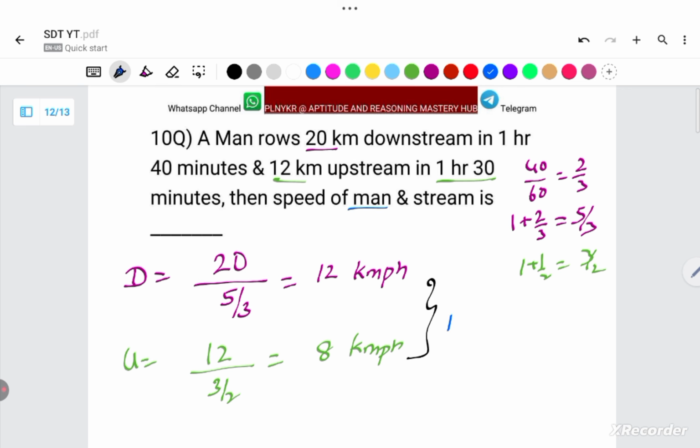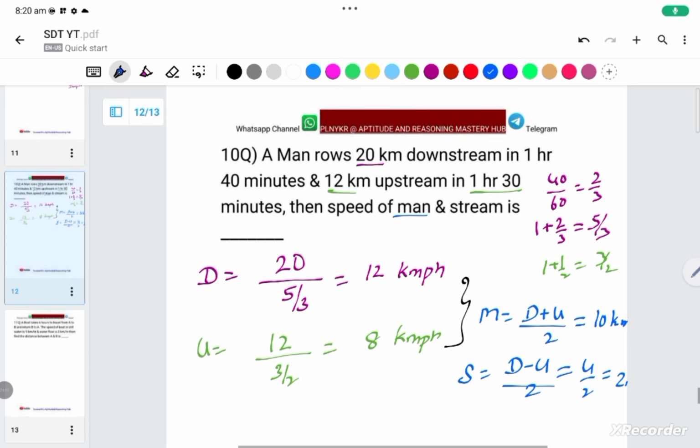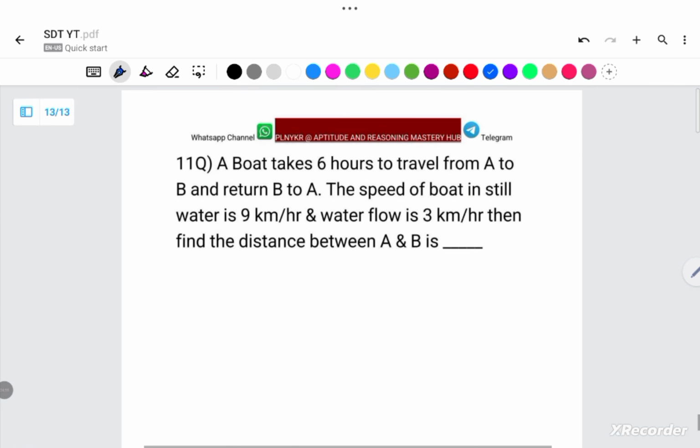With this, we'll be able to find what is asked here, the man's speed. The man's speed will be equal to (D plus U) by 2. 12 plus 8 by 2 means 20 by 2, which is 10 kilometers per hour. Whereas the stream speed will be (D minus U) by 2, which is 12 minus 8, that is 4 by 2, which is 2 kilometers per hour. Okay. We'll move to the next question. If you have any queries, please share them in the comment box. The next one.